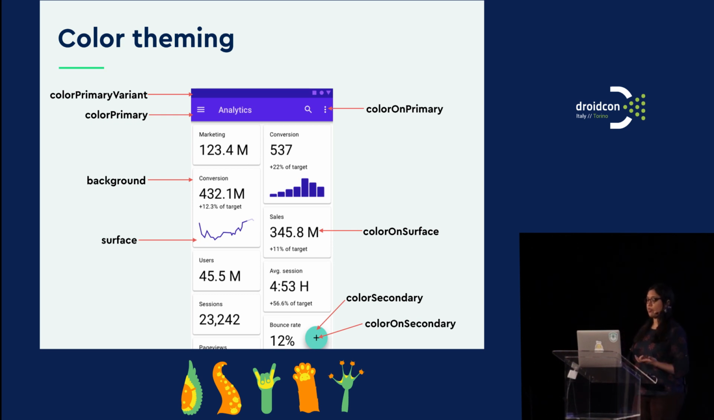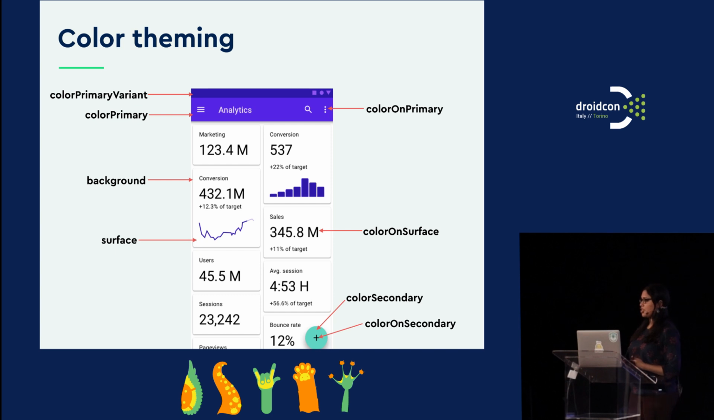And then you have color primary, which is the main brand color for your product. Then you have background, which is the color of the background of scrollable content on Android. Then you have a new attribute called surface, which is the color of the backgrounds of Material Components, such as cards, sheets, menus. So as in this case, it is the color of this material card view.